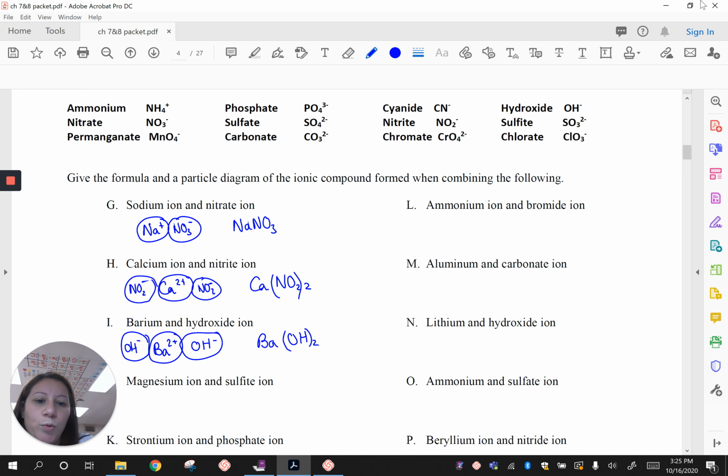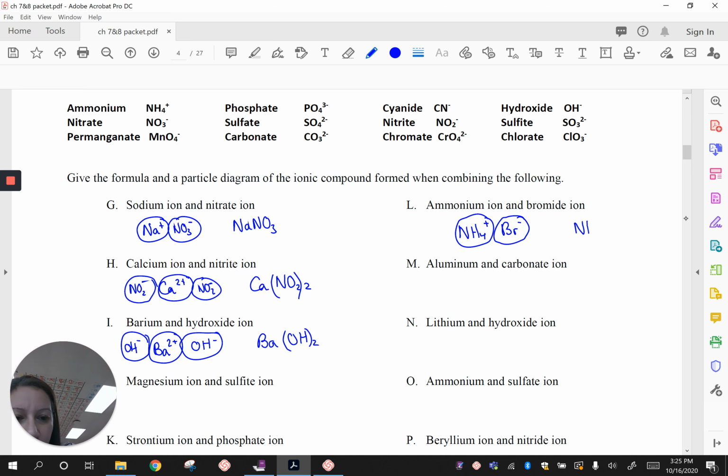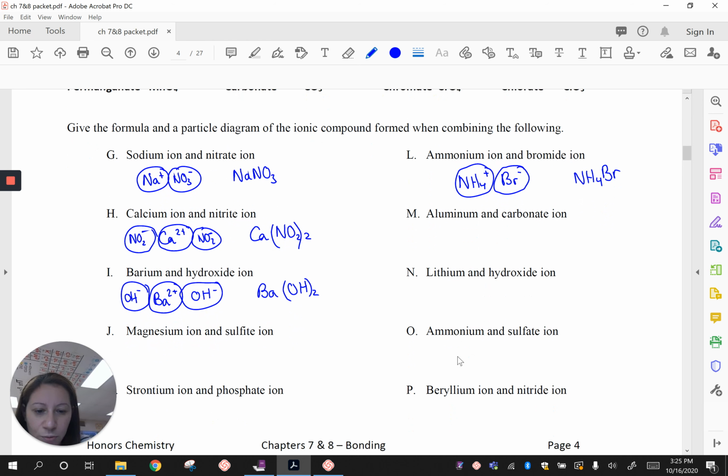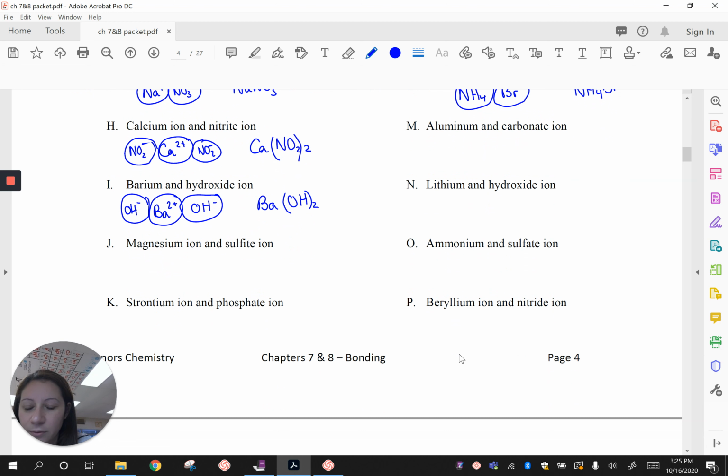Let's do letter L, ammonium ion and bromide ion. So ammonium is NH4 plus. Bromide is Br with a minus because it's in group 17, it's a halogen. So plus 1, minus 1, that's neutral, so the formula is NH4Br. One of each.